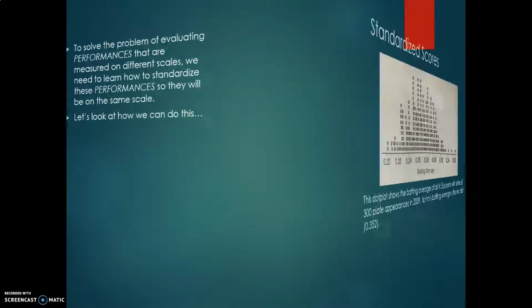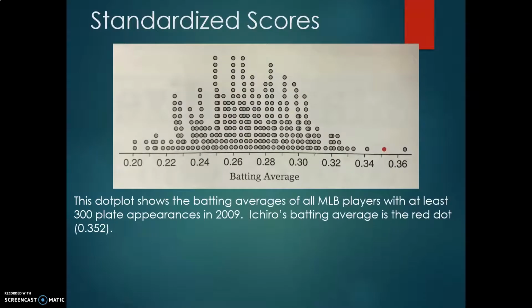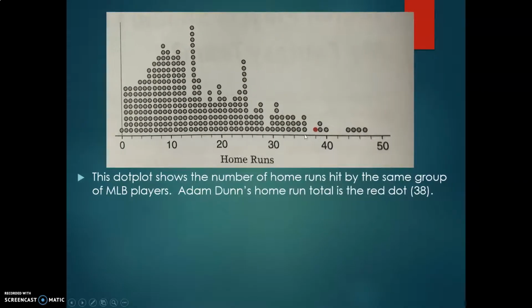So this is how we're going to do this: we're going to standardize their scores. But first, I want you to take a quick look. This is the batting average for all the different players who had over 300 at-bats, and you can see Ichiro's way over here. Only one guy hit better than Ichiro in 2009. At the same time, Adam Dunn is up here at 38, so there were a handful of guys who hit more than him, but he's still pretty far up there. He's this red dot. So it's that individual player compared to the entire league.